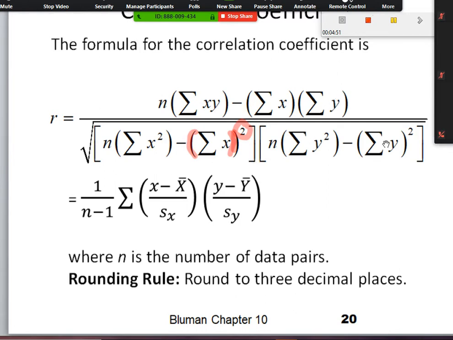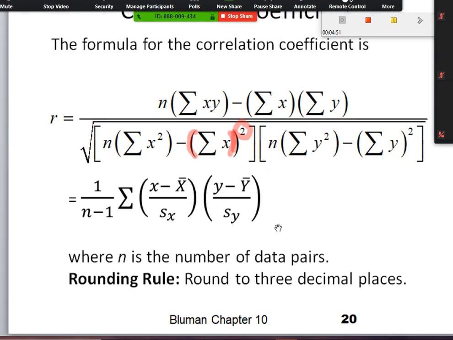And then divide by the square root of the first group here. You see the brackets. First group is going to be n times the sum of your x's squared. This means you square your x's first, and then you add them. Minus this one here. Parentheses means you sum them first, and then you square it. The same thing here with this group. N times the sum of all of your y squares. You square it first, and then you sum them. Minus this one here. First you sum them in parentheses, and then you square it. So this is the formula for that.